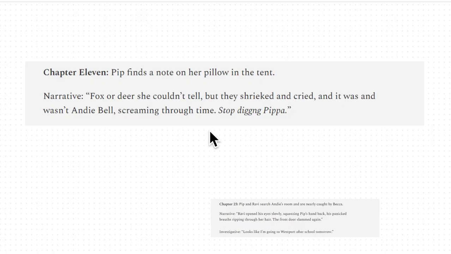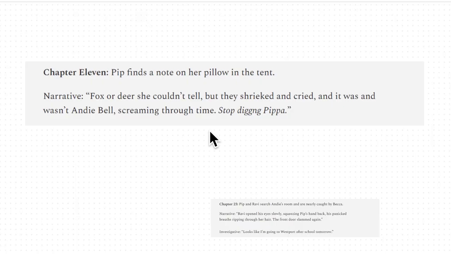"Fox or deer, she couldn't tell, but they shrieked and cried, and it was and wasn't Andy Bell screaming through time. Stop digging, Pippa." Here we get a whiff of danger. Although Pippa still thinks it could be a joke, this is starting to put Pip's own physical safety in danger. A very clear stakes escalation.